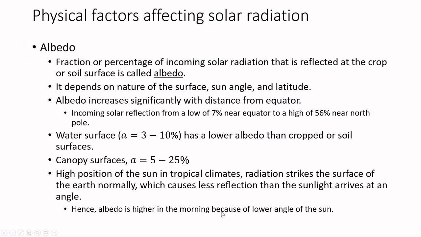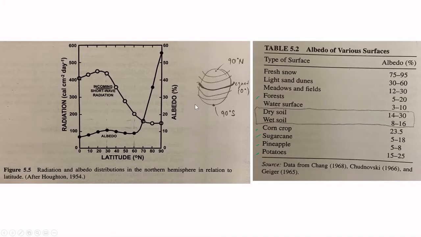As shown in the previous slide, albedo is higher in the morning because of a lower angle. So we have a very low angle at the North Pole, because the sun is actually hitting from the side. Okay, so that's why you have a very high albedo.